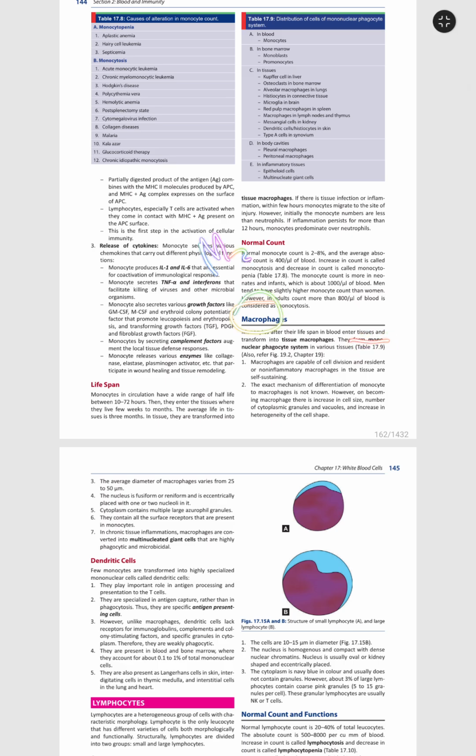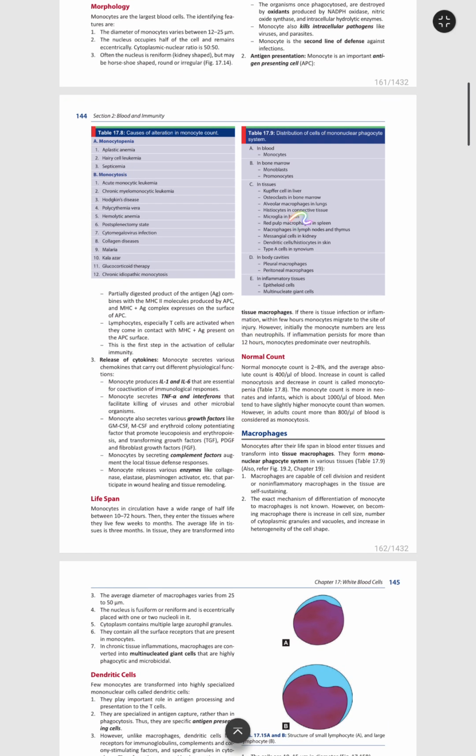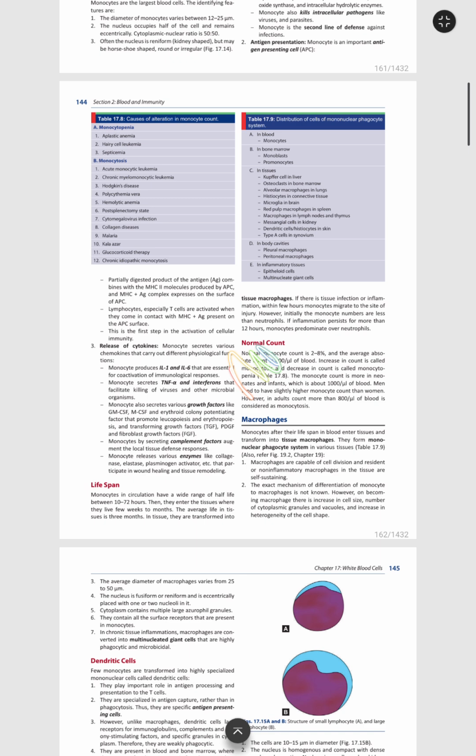Macrophages form the mononuclear phagocyte system: Kupffer cells in liver, then osteoclasts in bone, then microglia in brain, mesangial cells in kidney.